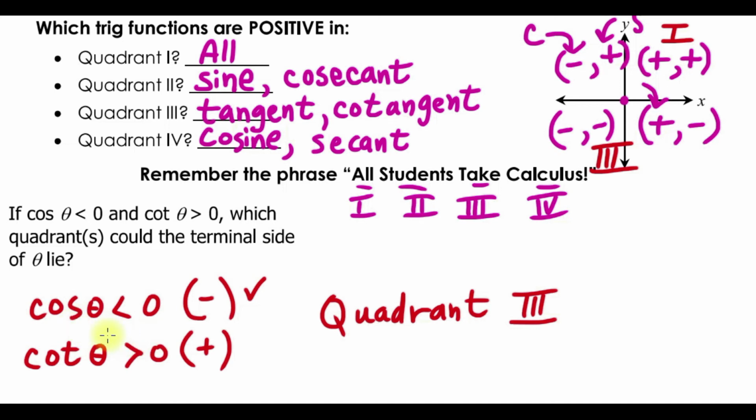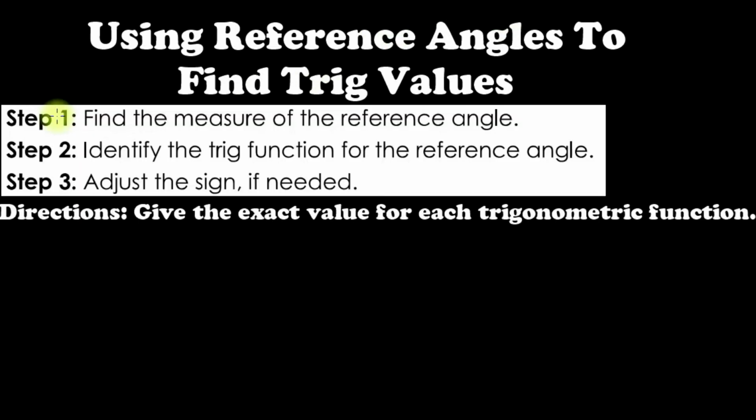So cosine is negative and tangent is positive in quadrant number 3. The last thing in this video, I'm going to show you how to use the reference angles to find the exact trig values. Here is the process. Step 1 is to find the measure of the reference angle. Step 2, identify the trig function for the reference angle. Step 3, adjust the sign if needed.